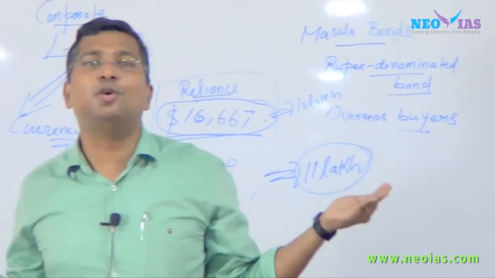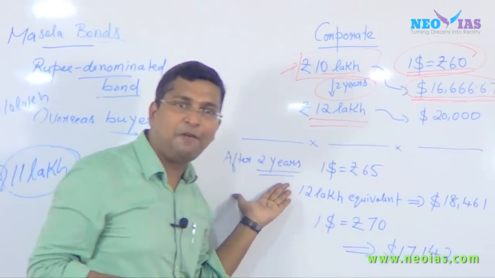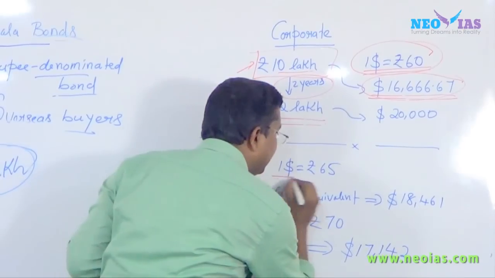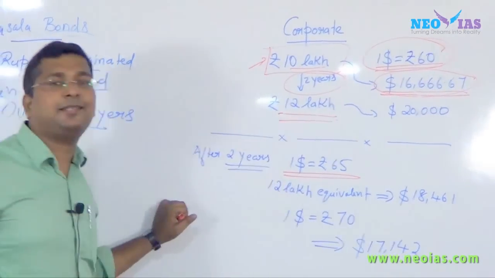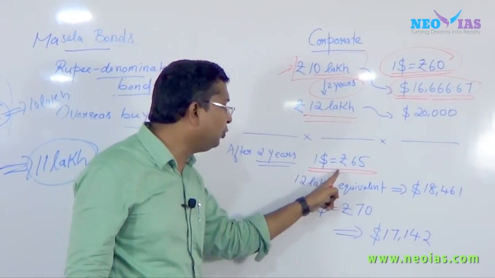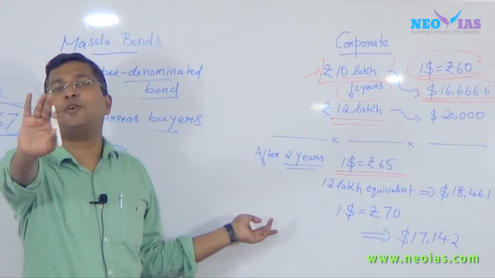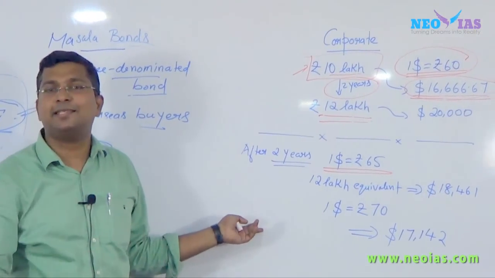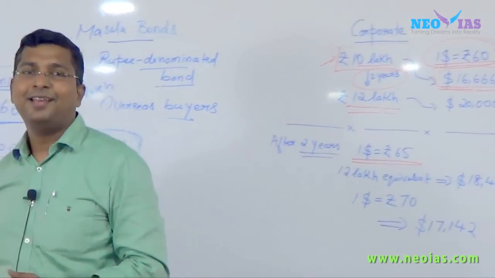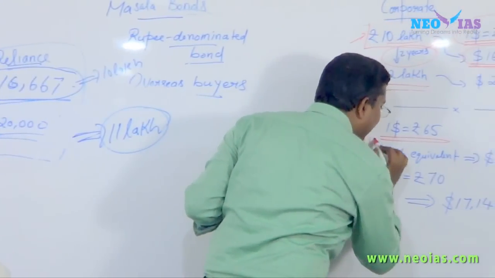But after 2 years, the Indian rupee has depreciated. Imagine a case in which the Indian rupee depreciated to 65 rupees. Now what is the promise of the Masala bond issuer, the Indian company? He said that he will pay back only in Indian rupee. How much will he pay back? He will pay back 12 lakh.